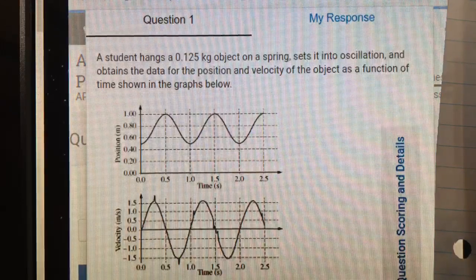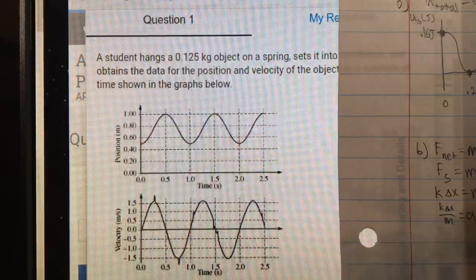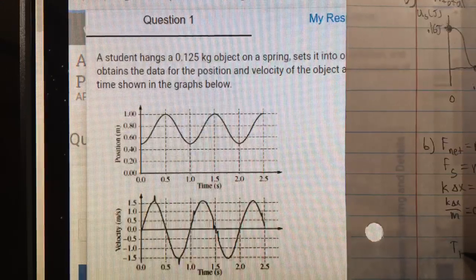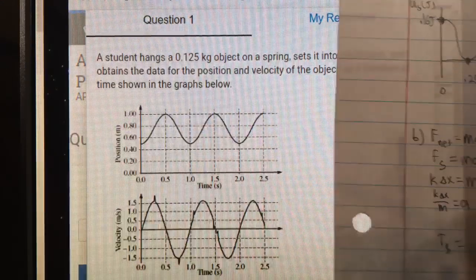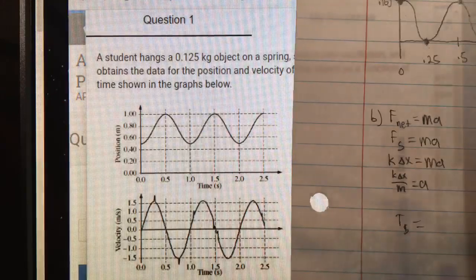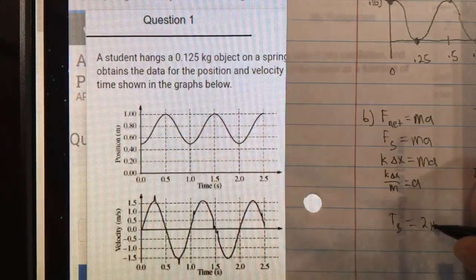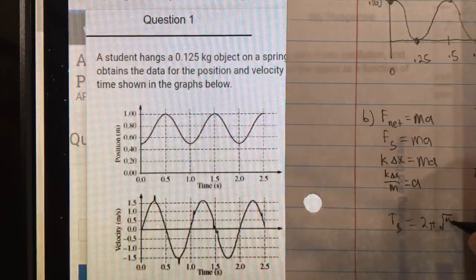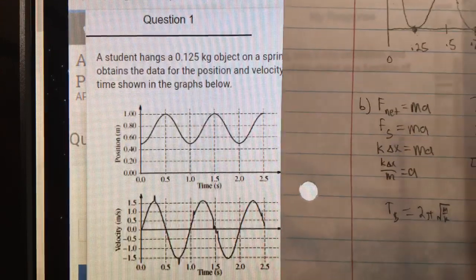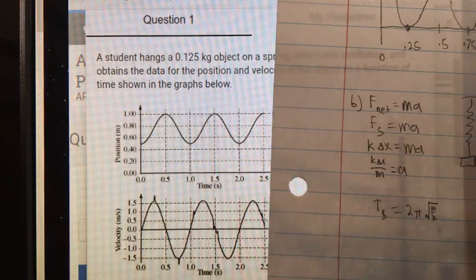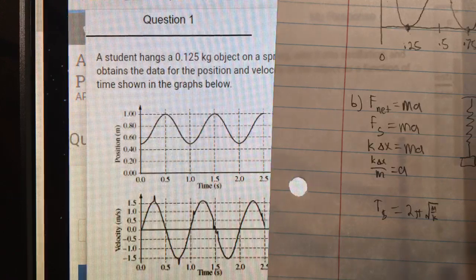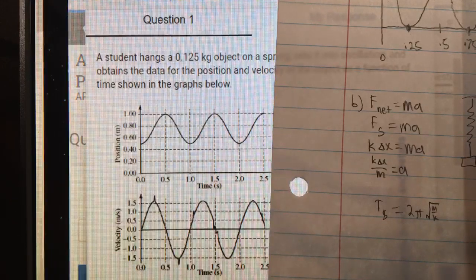All right, so spring constant. So I know period of the spring is going to be 2 pi square root of mass over spring constant. I'm also looking at the answer key they have provided, so I'm making sure I don't do anything horribly stupid.